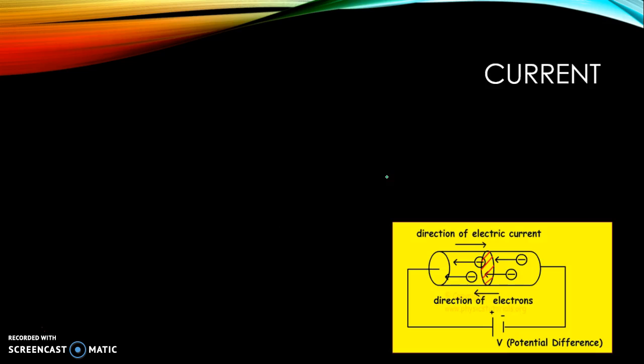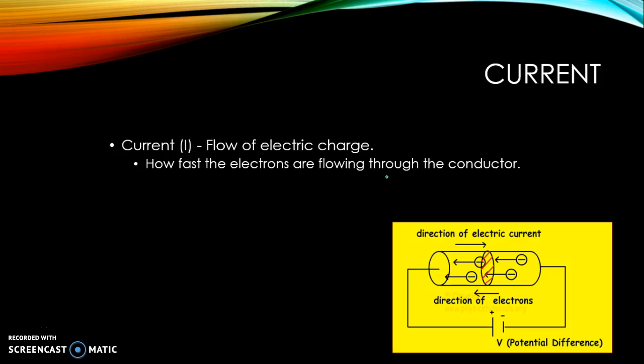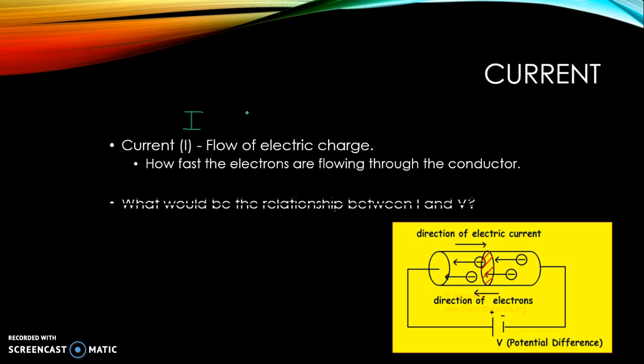All right, so current. Current is the flow of electric charge, and the letter that designates current is the letter I. The letter I is for current, and it's saying how fast the electrons are flowing through the conductor. The flow of electrons, or the current, will be measured in amperes, A-M-P-E-R-E-S, and we use a big letter A to show amperes, or you can say amps.